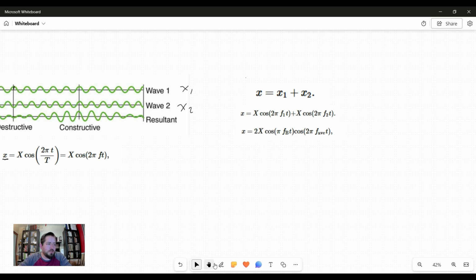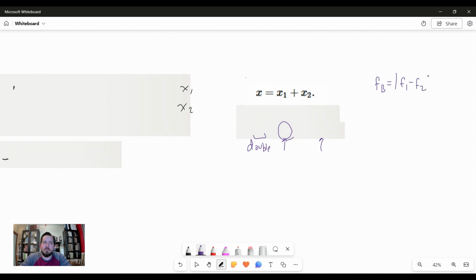So the new amplitude of this new wave is potentially double. But it also has dependence on two different frequencies here. It has the average frequency of the two waves, but it also has this component that is dependent on f sub b, where f sub b is the absolute value of the difference between the two frequencies.